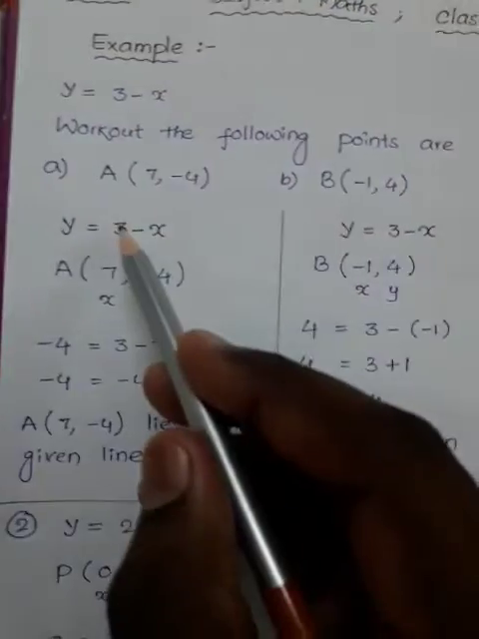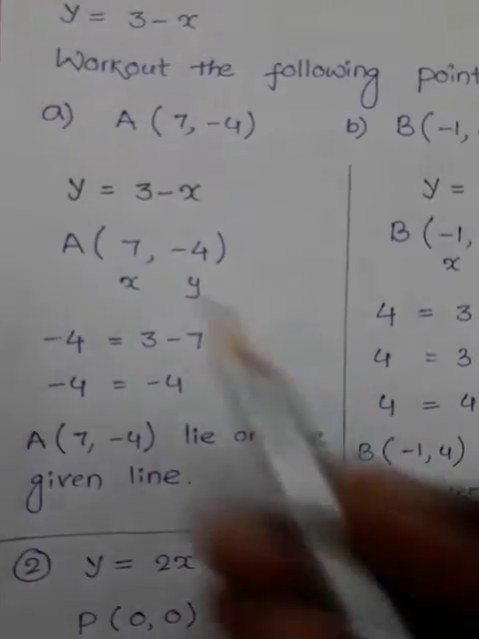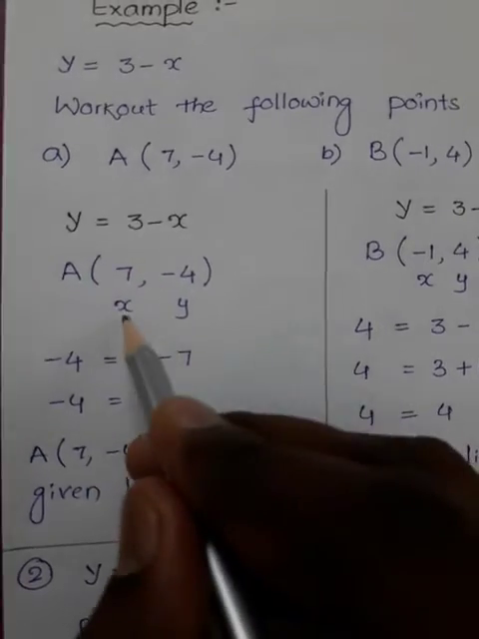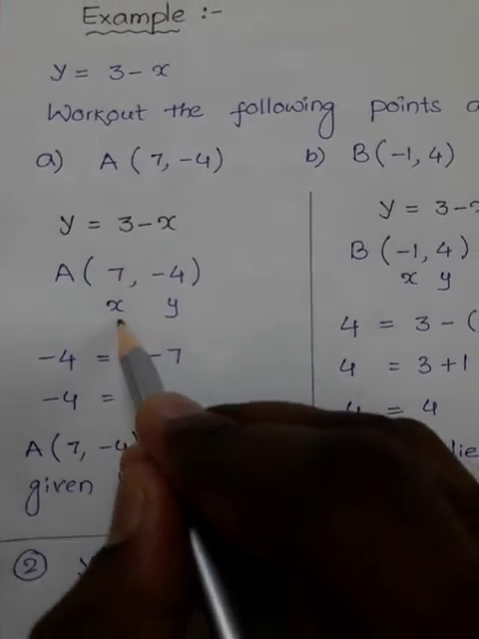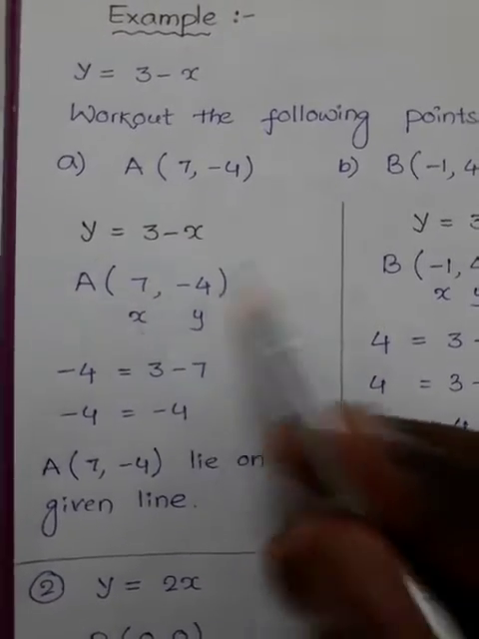So this is the equation I wrote here: y equal to 3 minus x. Here is the coordinate 7 and minus 4. Always remember that in a coordinate the first number is the x coordinate and the second one is the y coordinate. That means the first value is the x value, the second value is y.